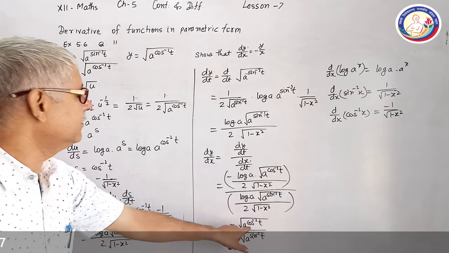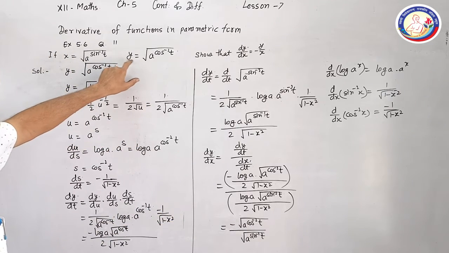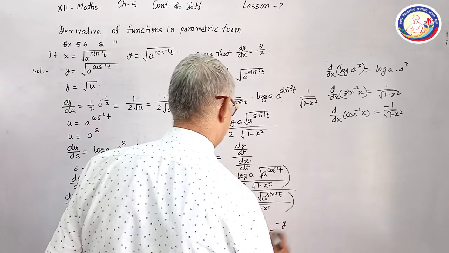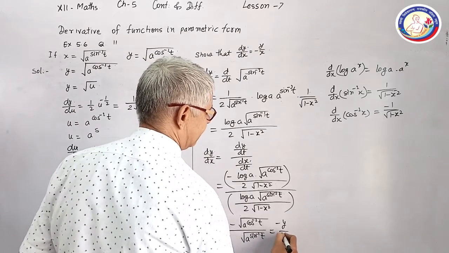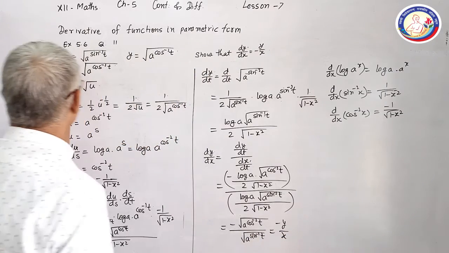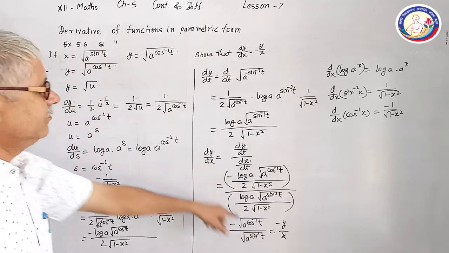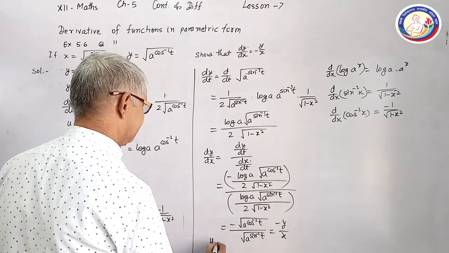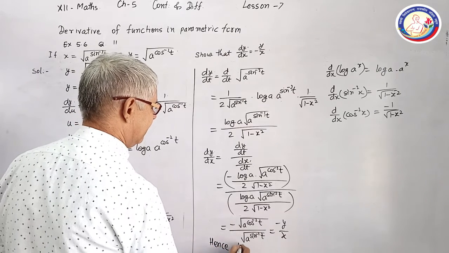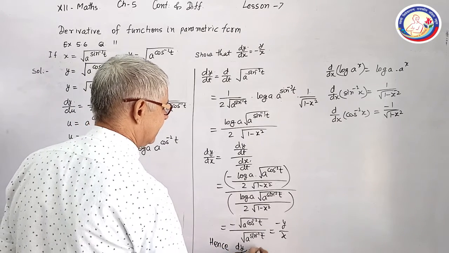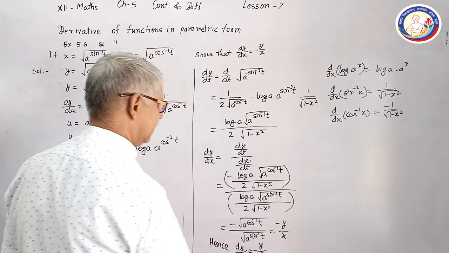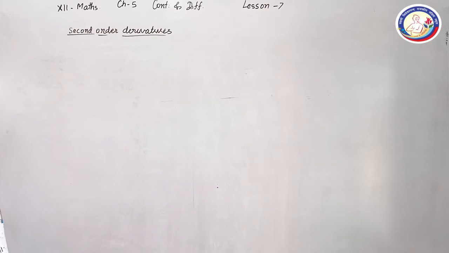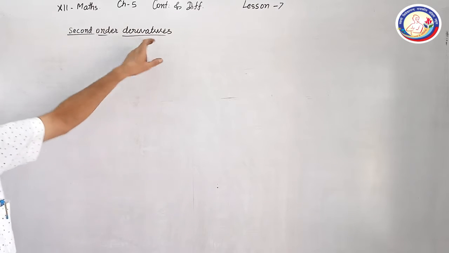Remember, this is y and this is x. X is given by this parametric form. So this is the solution. So what we have shown, hence, derivative of y with respect to x is minus y by x. It is proved. Now we come to next topic, that is to find second order derivatives.